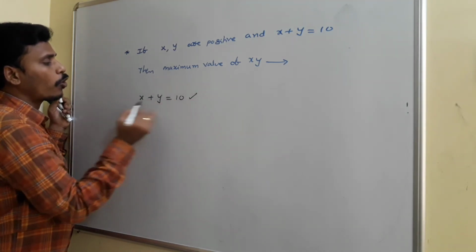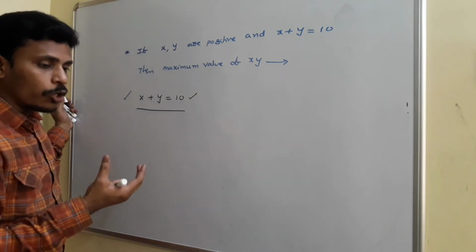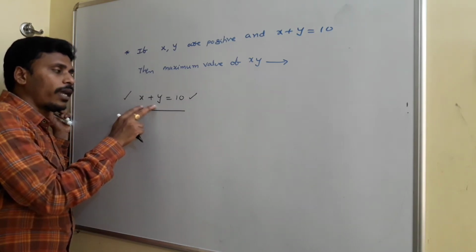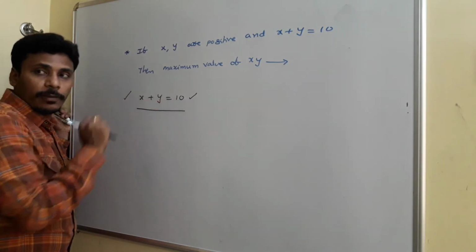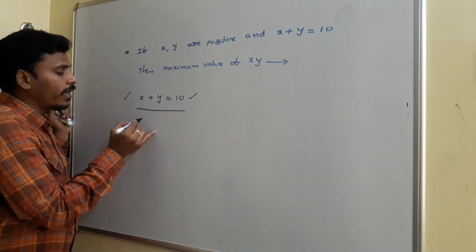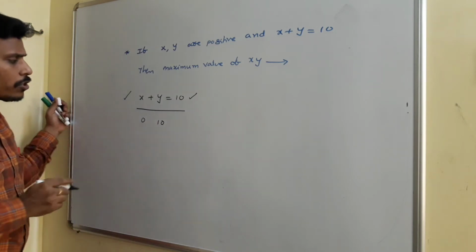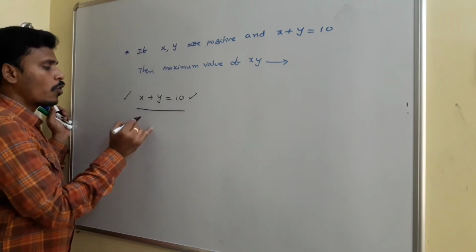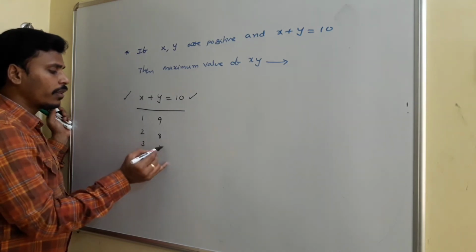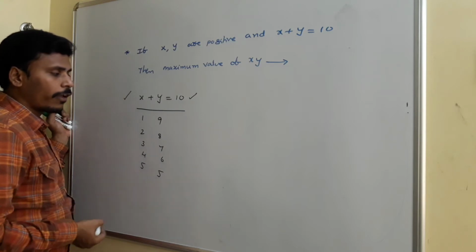See, how many possibilities are there for this equation to consider the values of x and y, right? You need to select two numbers x and y such that their summation is 10. There are many possibilities, right? See, sometimes you may take them as 0 and 10, right? Since we need to consider the positive, neglect that 0, right? So 1 and 9, maybe 2 and 8, maybe 3 and 7, maybe 4 and 6, maybe 5 and 5.